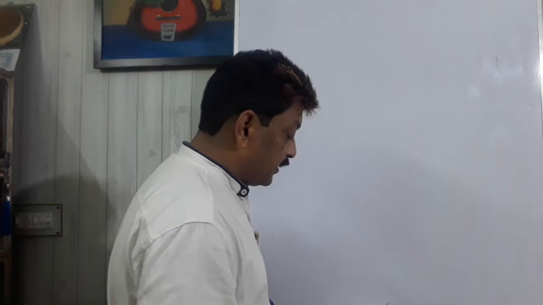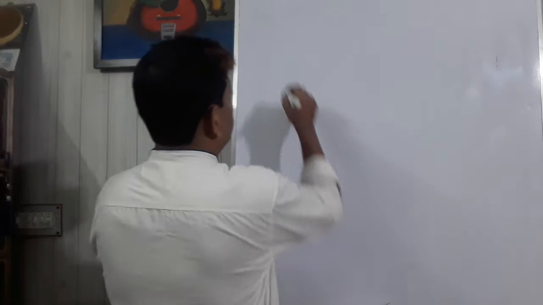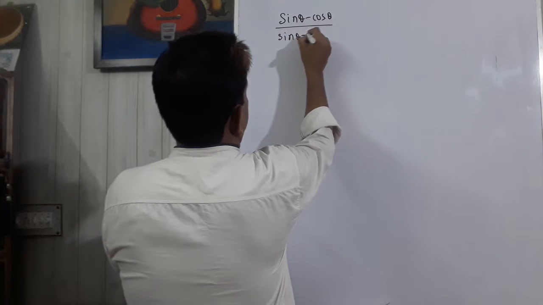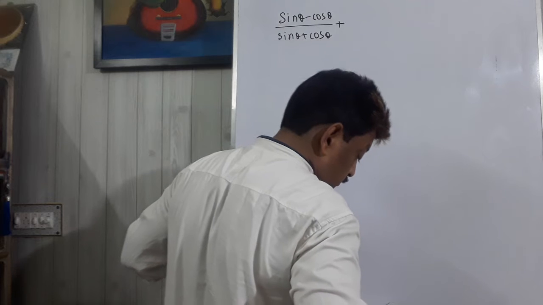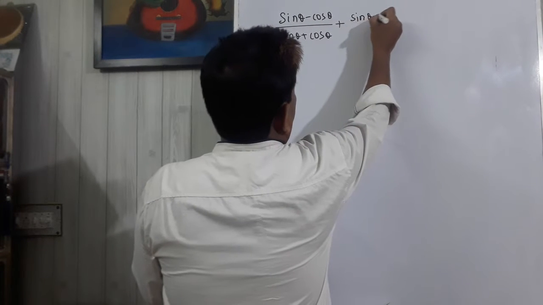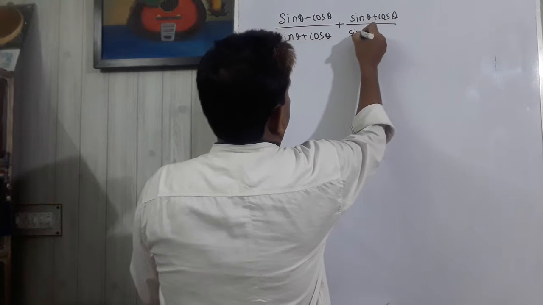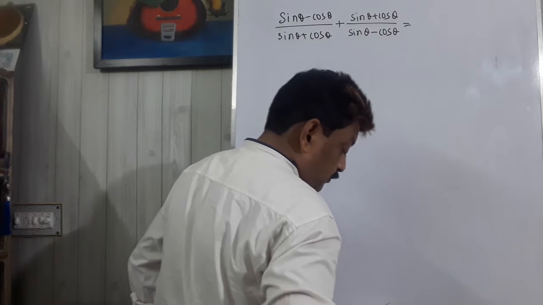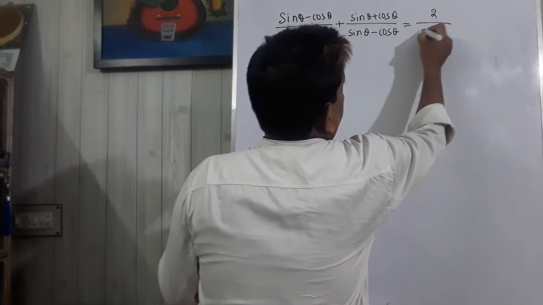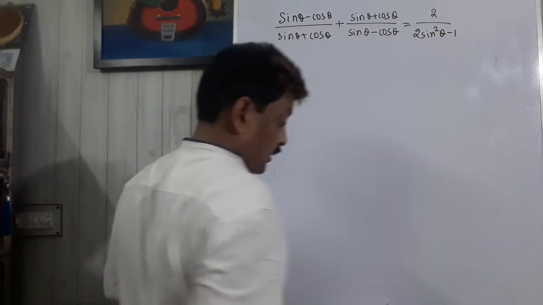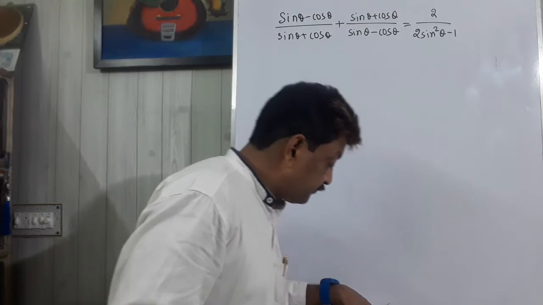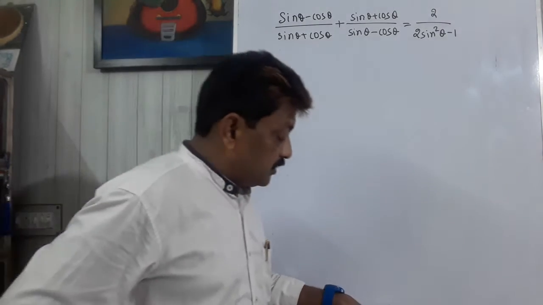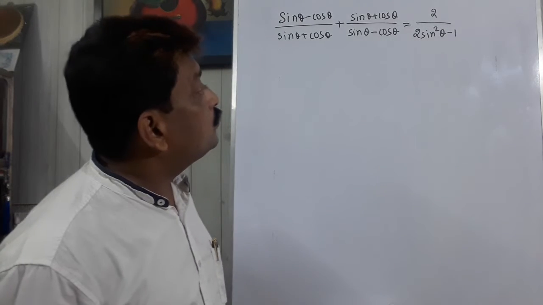It is a very important one. The question is, we have to prove the identity: (sin theta minus cos theta) upon (sin theta plus cos theta) plus (sin theta plus cos theta) upon (sin theta minus cos theta) equals, the right hand side is 2 upon 2 sin square theta minus 1. Okay, just see the question.